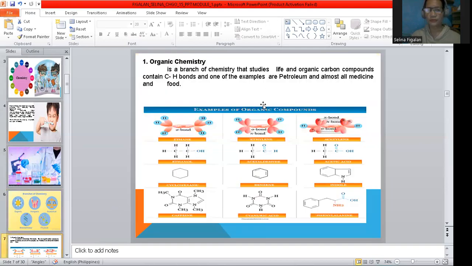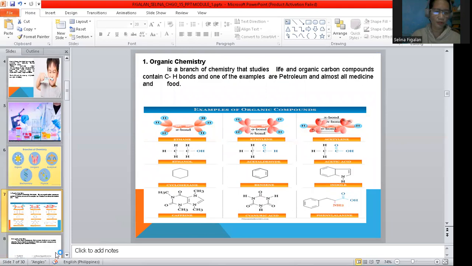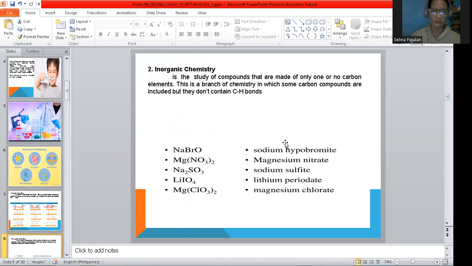So look at this. Organic chemistry is a branch of chemistry that studies life and organic carbon compounds, which means it is made up of carbon and hydrogen. For example here, with the structure of organic chemistry, there is a presence of carbon and hydrogen. How about inorganic compounds? Inorganic chemistry is about the study of compounds, for example, NaCl.